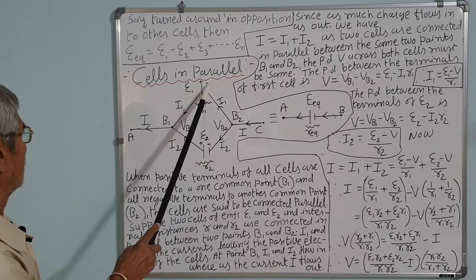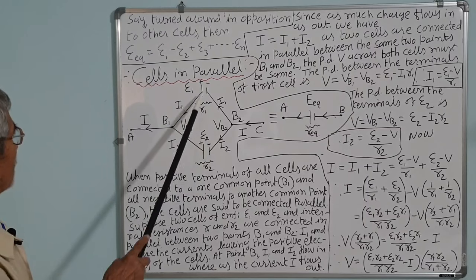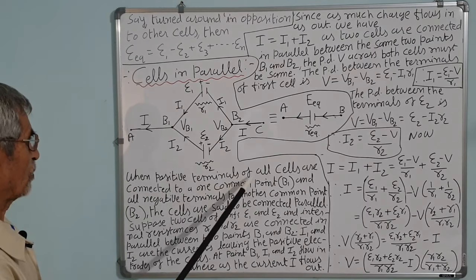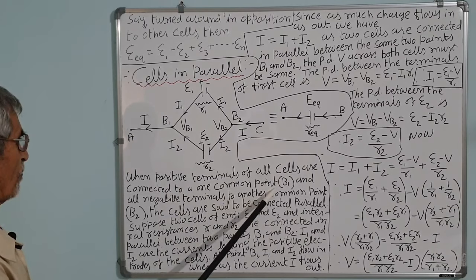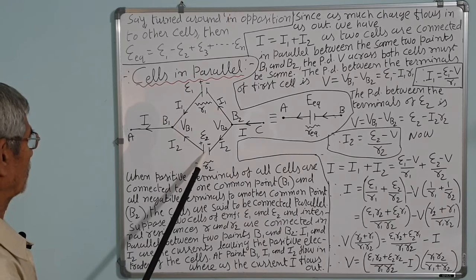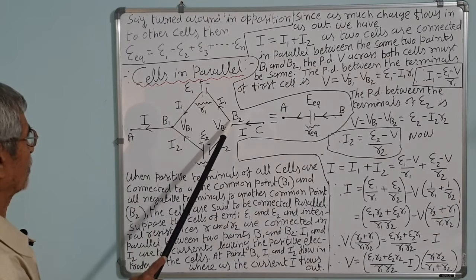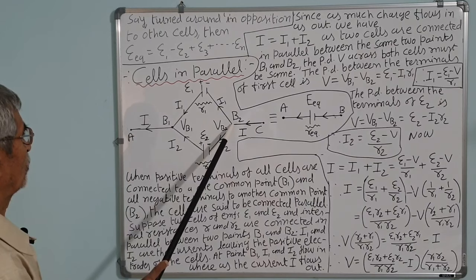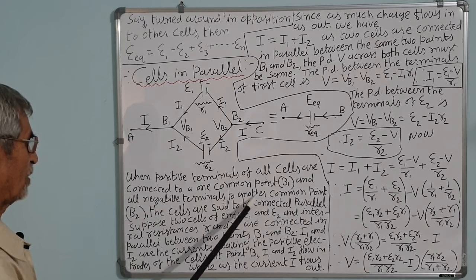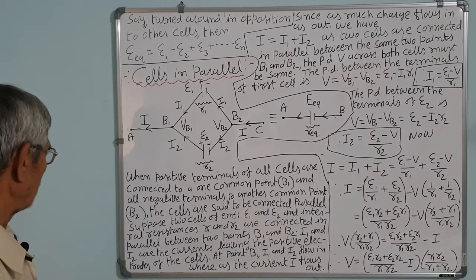Now cells in parallel. This is the diagram for cells connected in parallel. When the positive terminals of all cells are connected to one common point B1, the positive terminals of E1 and E2 connected to the common point B1, and the negative terminals of both cells connected to another common point B2, the cells are said to be connected in parallel.